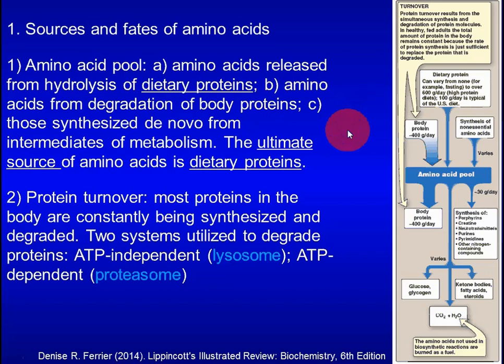Second term, protein turnover. Most proteins in our body are constantly being synthesized and degraded. This is called protein turnover. We will discuss protein turnover in later chapters. Here I just want to highlight one point. Protein degradation can be accomplished in two ways. First one is through ATP-independent process mediated by lysosome. Second one is ATP-dependent mediated by proteasome.